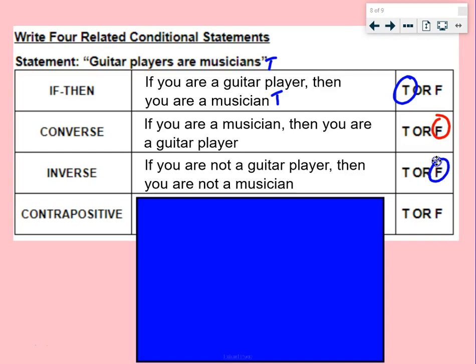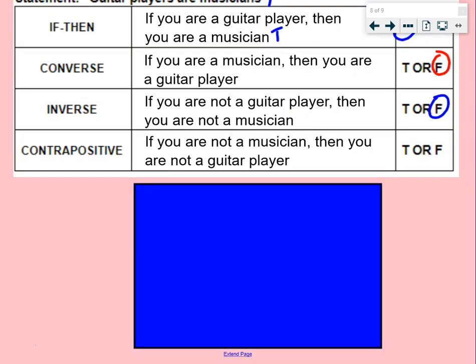And then our last one, contrapositive. If you are not a musician, then you are not a guitar player. So this is taking the converse, remember we write the converse first, and then negating both pieces. So if you are not a musician, then you are not a guitar player, and this would be true, because if you are not a musician, that means you play no musical instruments, so therefore you would not play the guitar, because you do not play any musical instruments.